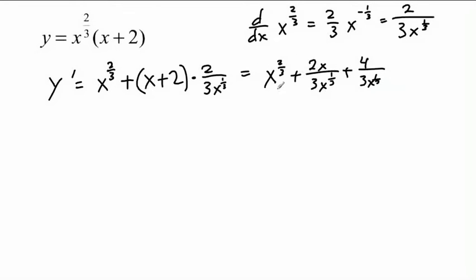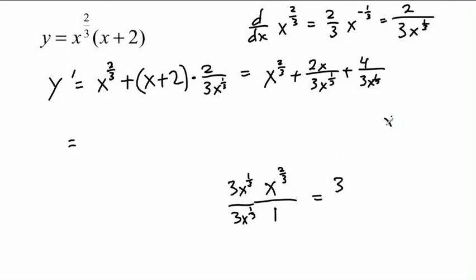Now, I need a common denominator here. This has 3x to the 1/3. This has 3x to the 1/3. So if I want this to have a common denominator, I need to multiply the top and bottom by 3x to the 1/3. Which then means, well, 3 times this is just going to be 3. And this is going to be x to the 1/3 times x to the 2/3.